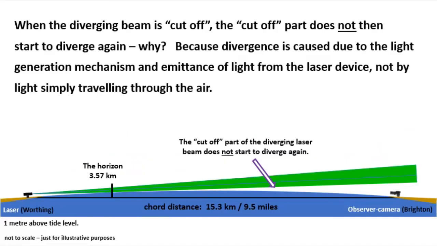When the diverging beam is cut off, the cut off part does not then start to diverge again. Why? Because divergence is caused by the light generation mechanism and emittance of light from the laser device, not by light simply traveling through the air.